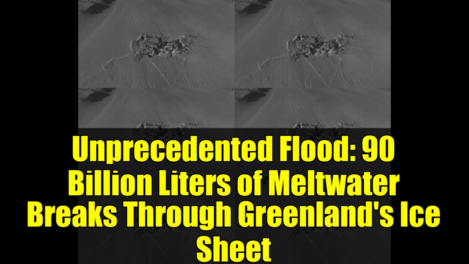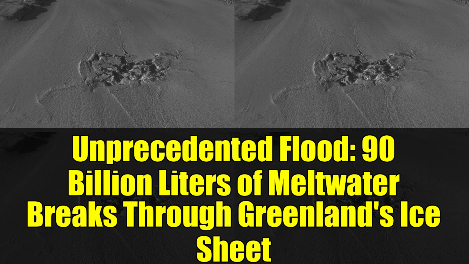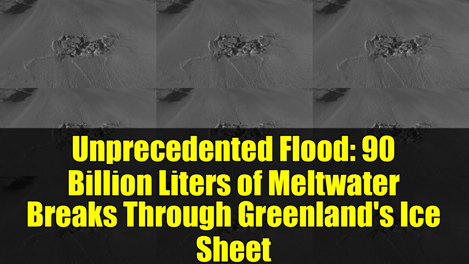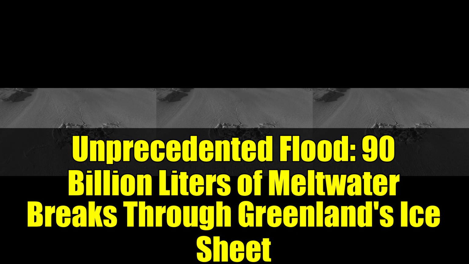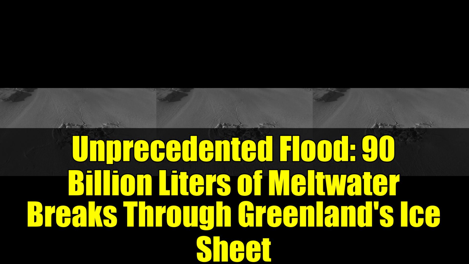As we delve deeper into this mystery, one thing becomes clear. There is still much we don't know about the complex hydrological system of the Greenland ice sheet. This study has opened up a Pandora's box of questions that scientists are now racing to answer. But here's the kicker. As climate change continues to accelerate, events like this could become more common, potentially leading to catastrophic consequences for the region and the world.